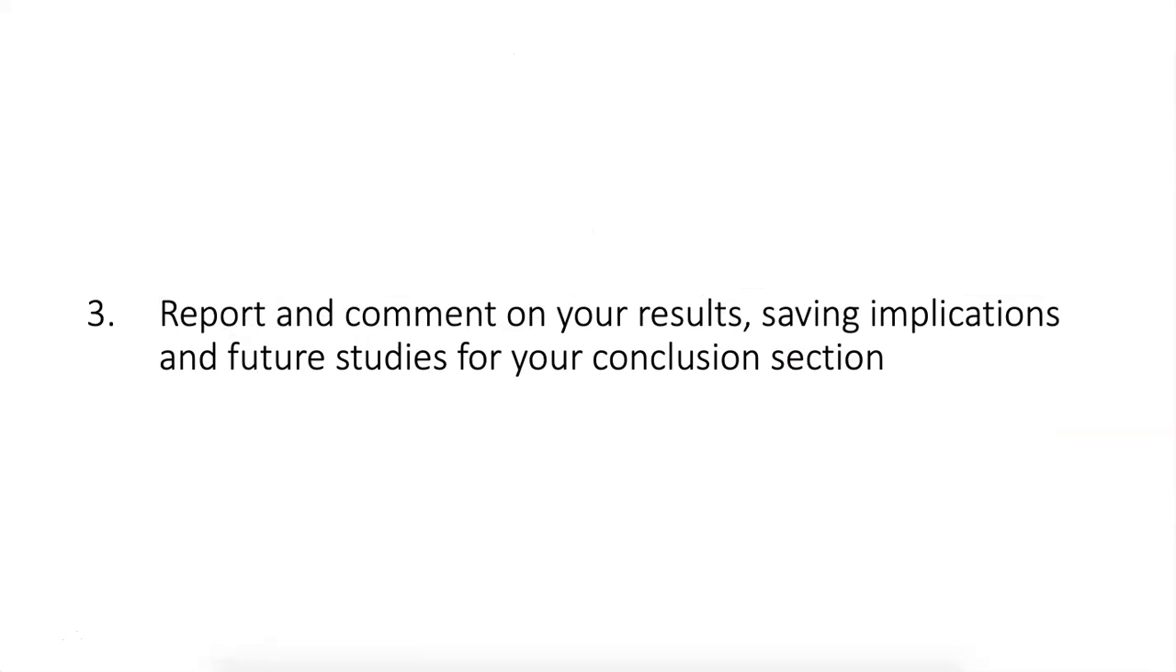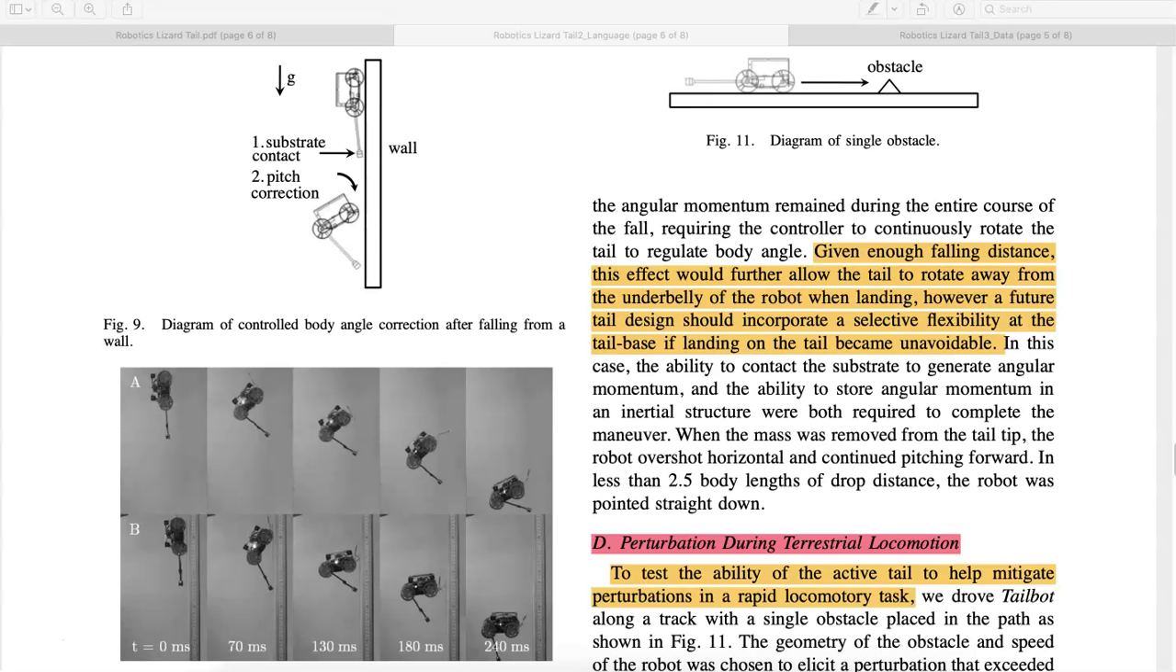So, when reporting results, stick to the report and comment model, saving implications in future studies for the conclusion section. Of course, there are exceptions to this, and some researchers include these implications in their experimental results section if they have something to do with a very specific aspect of the design, like we see here.